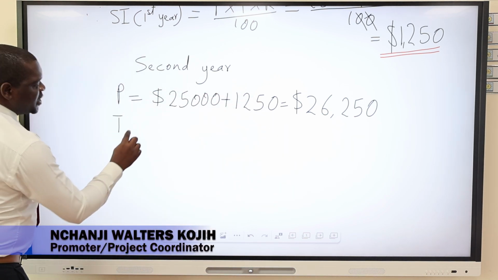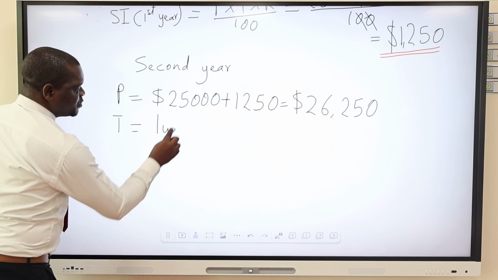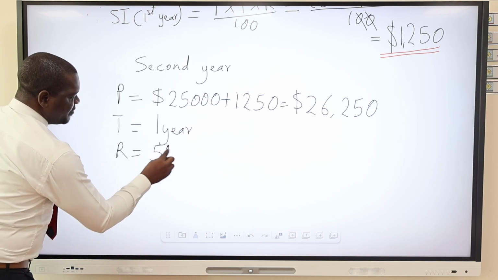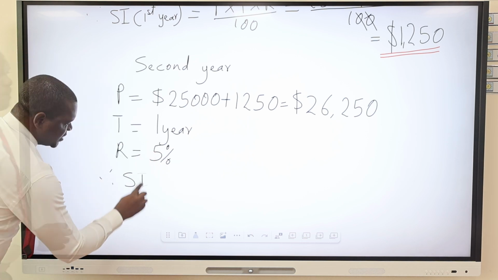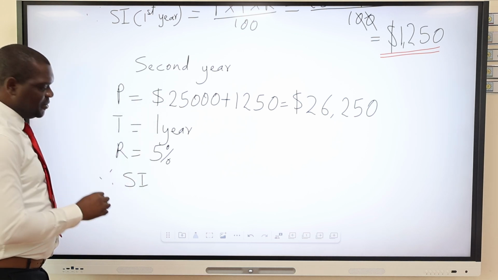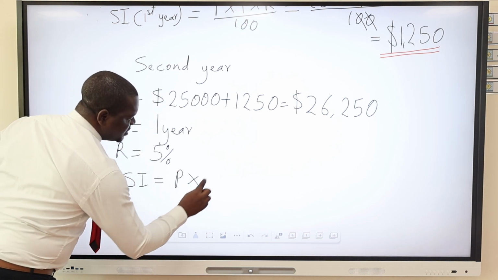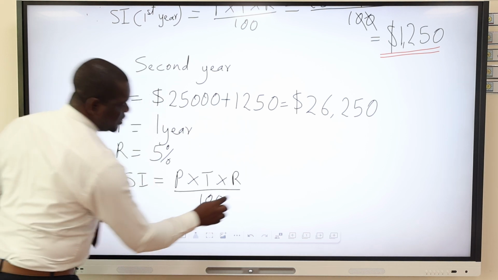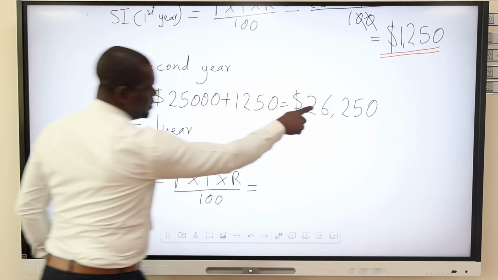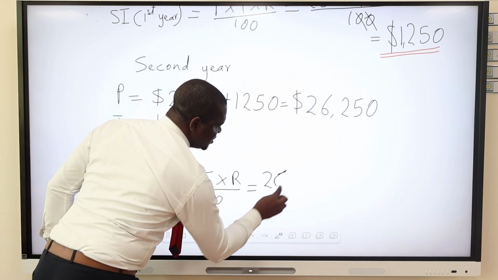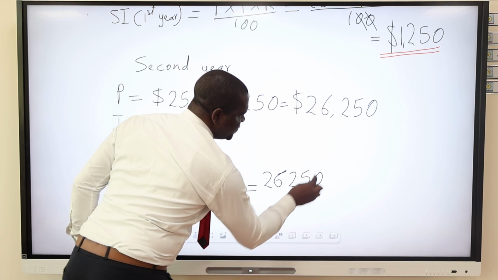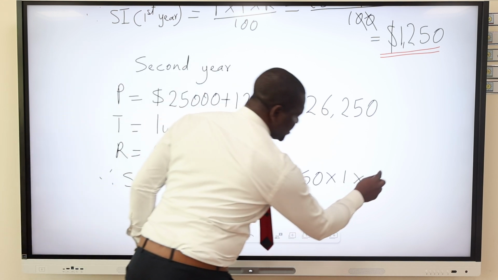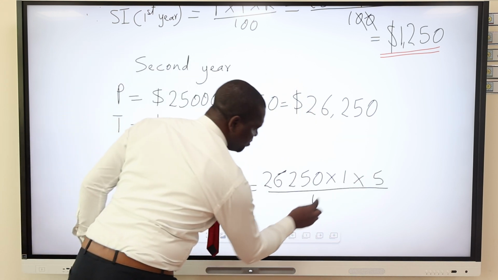What will be the time for the second year? It is just 1 year because we are calculating this per year. And the rate remains the same, which is 5%. Therefore, the interest for the second year will be equal to principal times time times rate, all divided by 100. Let's substitute. The principal is our new principal here, 26,250 times the time, which is 1 year, times the rate, which is 5%, and we divide this by 100.